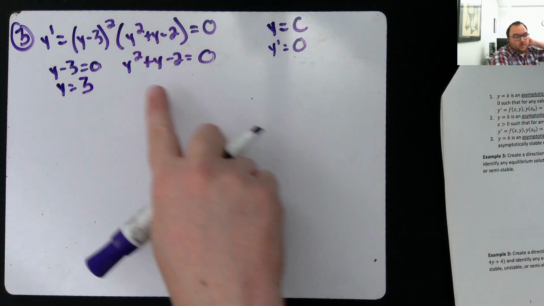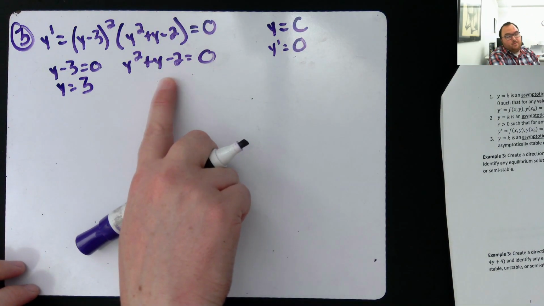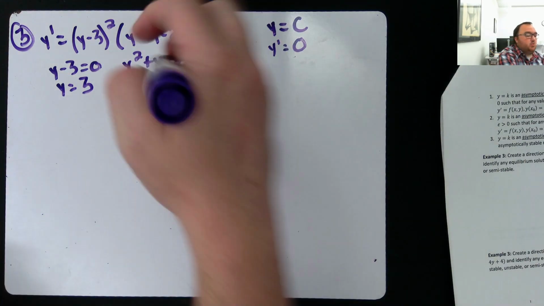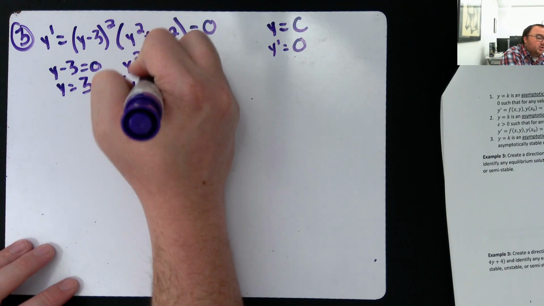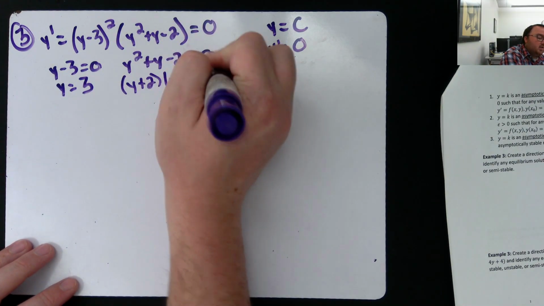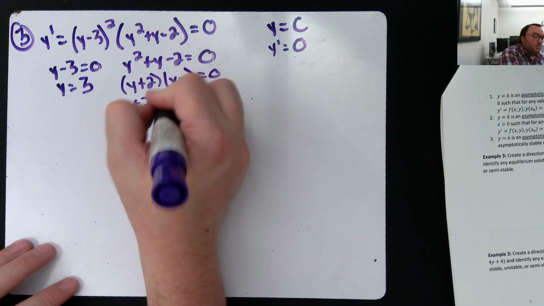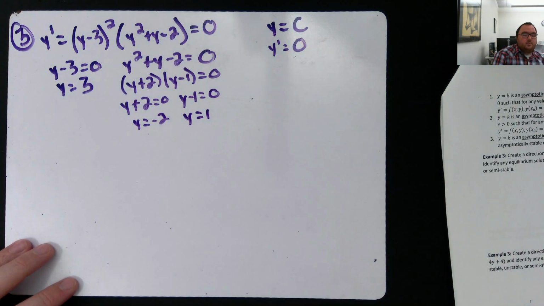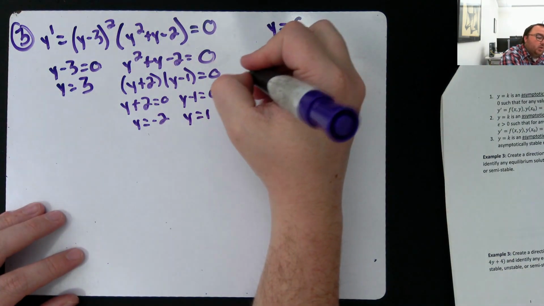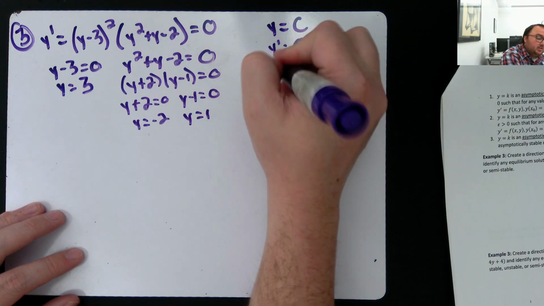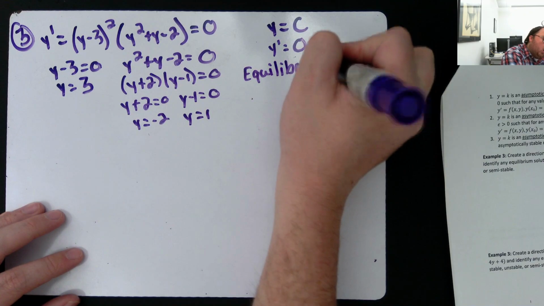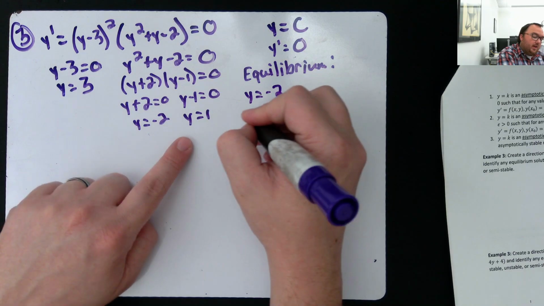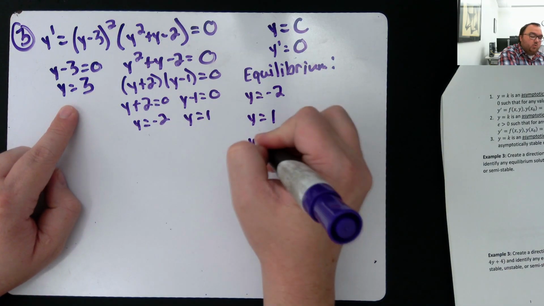Easy enough. For this one, I can factor that. I need the factors of negative 2, whose sum is equal to positive 1. That's y plus 2, y minus 1. Set both of those equal to 0. Y equals negative 2, and y equals 1. So the equilibrium solutions are, the one furthest down is y equals negative 2. Then I have y equals 1, and I have y is equal to 3.